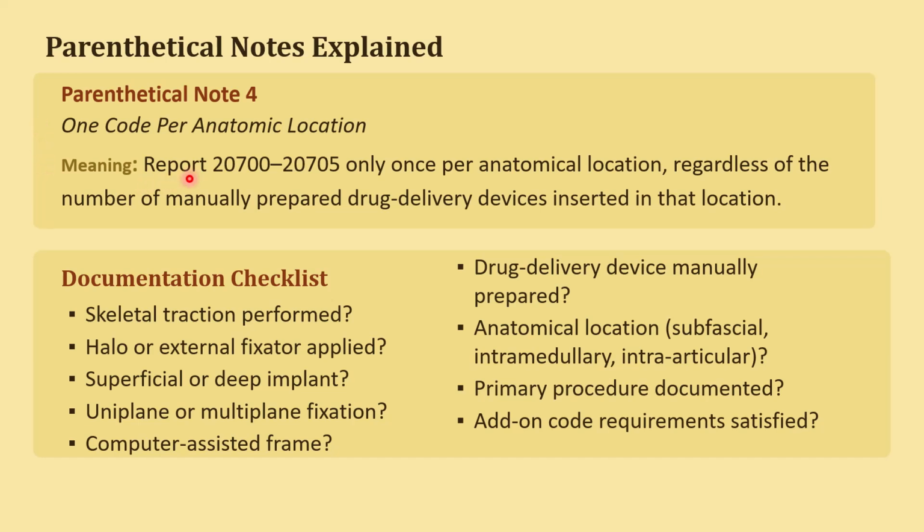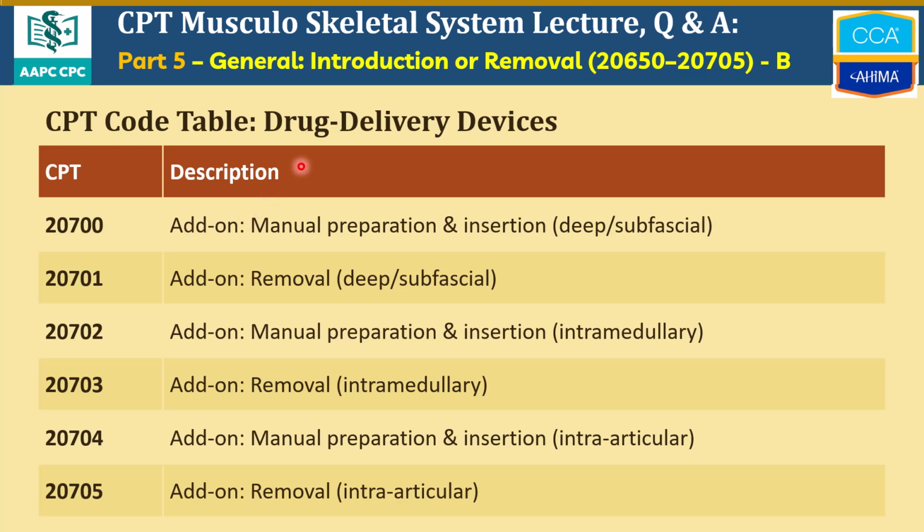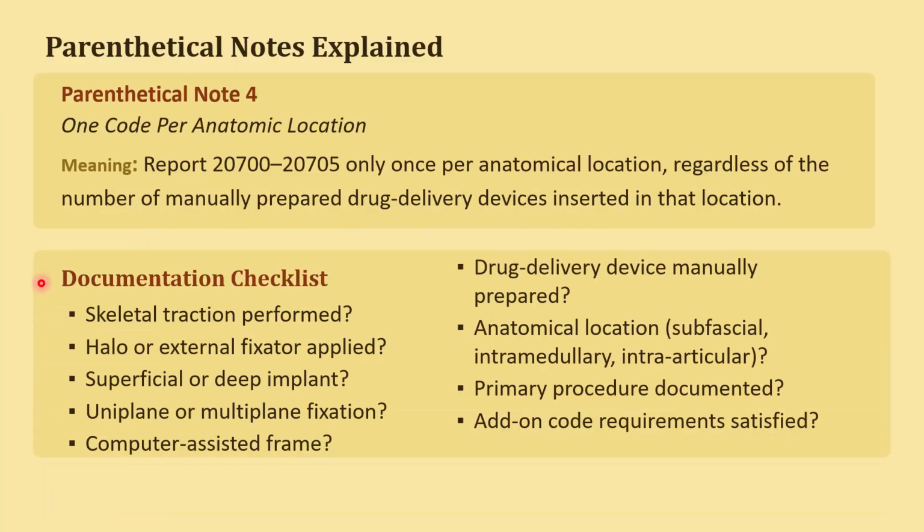This means you have to report 20700 to 20705 only once per anatomical location, regardless of the number of manually prepared drug delivery devices inserted into the location. As I said earlier, for these drug delivery devices, regardless of number, you have to use only one code per anatomic location. So finally, the documentation checklist for this section.